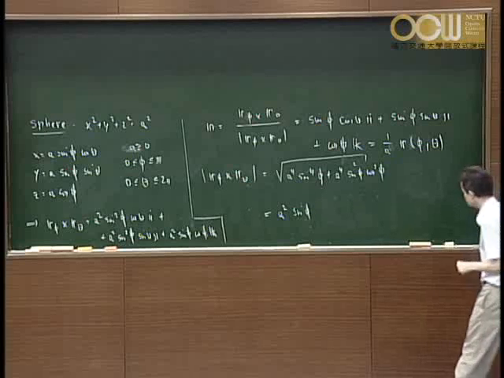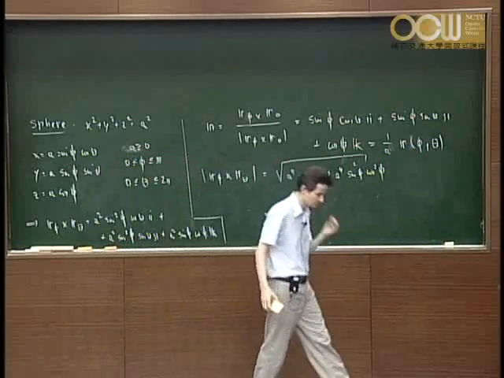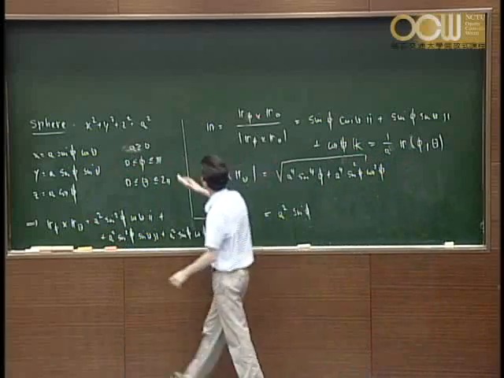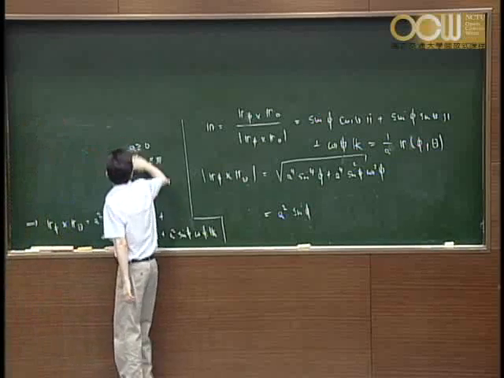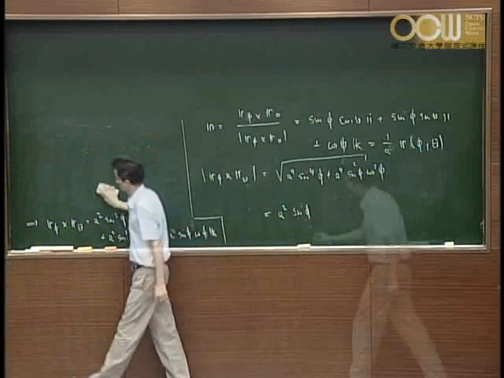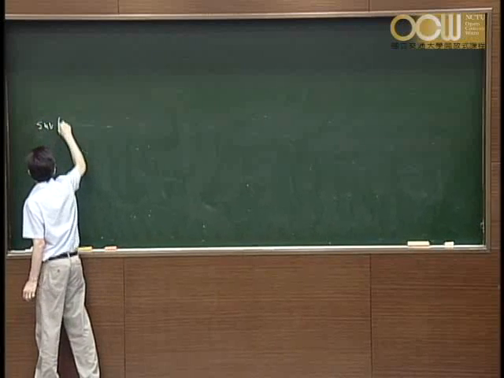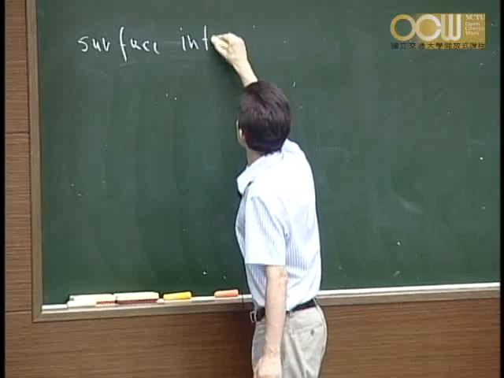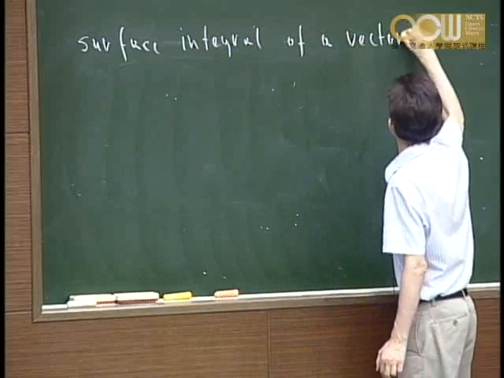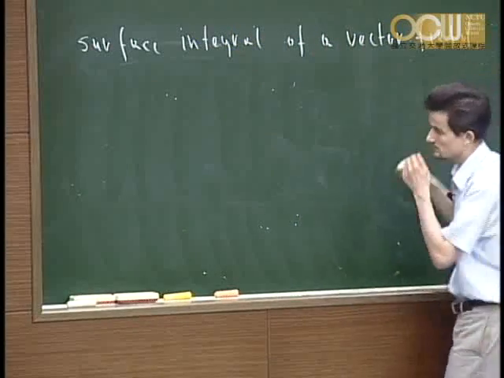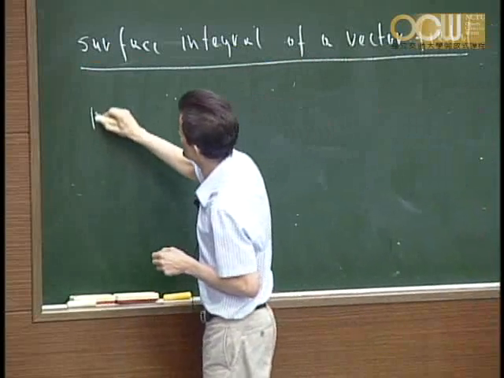Okay, now having this kind of notation, the orientation of a surface, we can now define the surface integral of a vector field over an oriented surface. So assume we have a three-dimensional vector field.